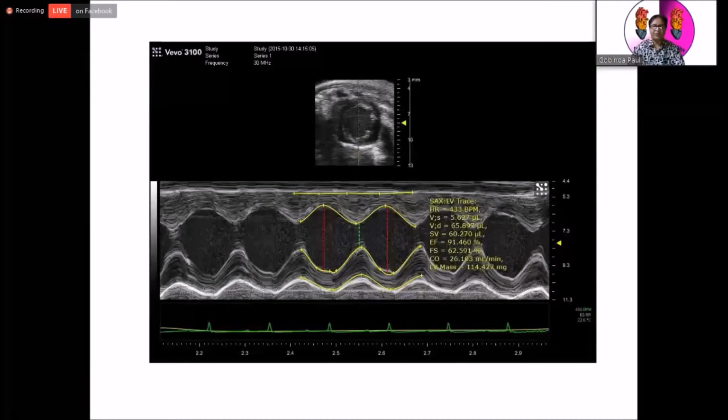Here, by M-mode, we can measure or assess left ventricular mass when we can well delineate the interventricular septum, the endocardial border, and also the posterior wall. Then the machine can easily produce left ventricular mass along with ejection fraction, fractional shortening, etc.